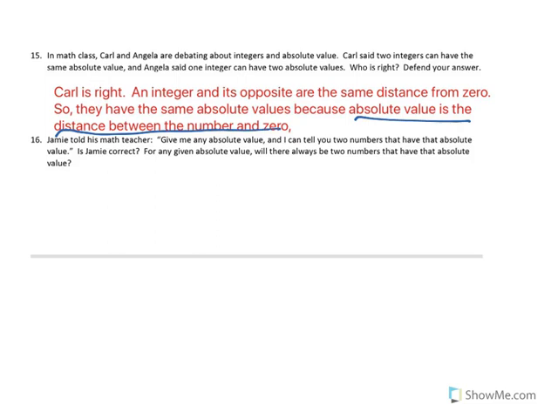Number 16. Jamie told his math teacher, "Give me any absolute value and I can tell you two numbers that have that absolute value." Is Jamie correct? For any given absolute value, will there always be two numbers that have that absolute value? I'm going to go ahead and ask you to answer these questions, but these questions are not right or wrong answers today, just so that you know.